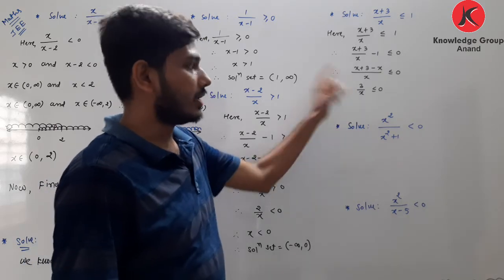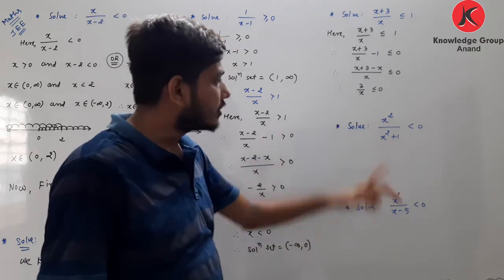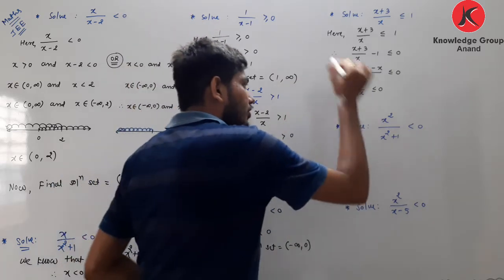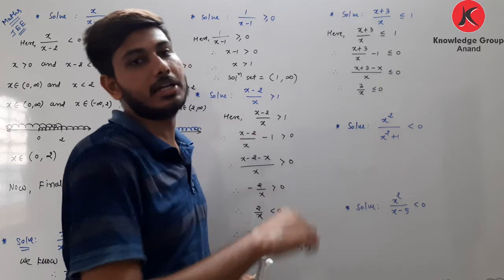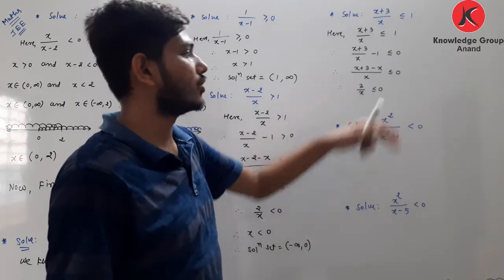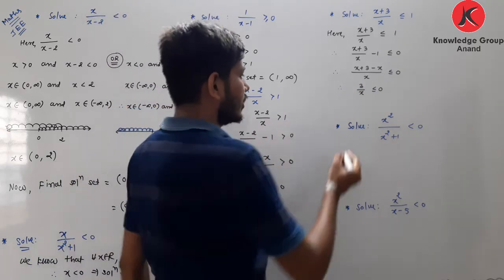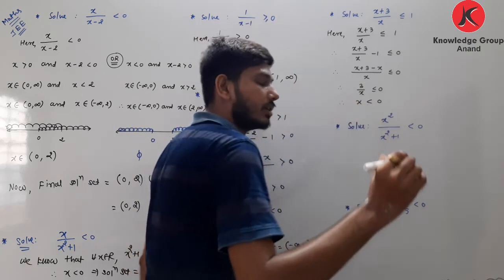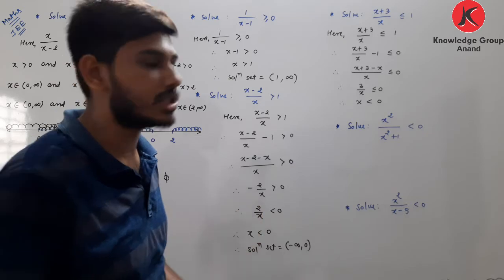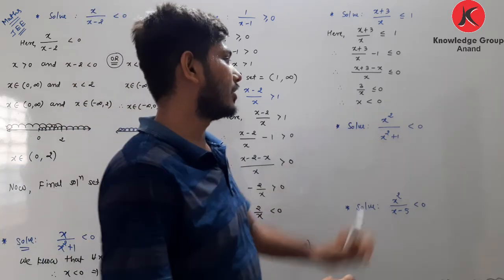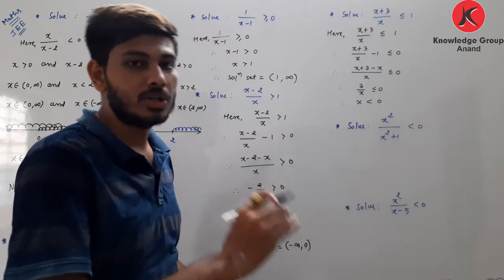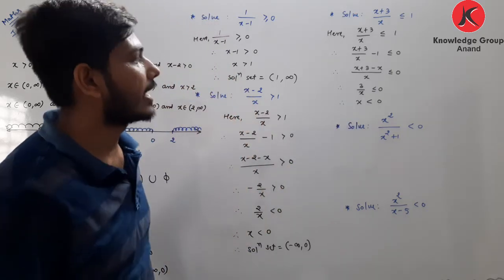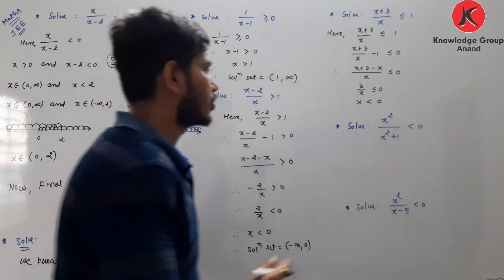See here, 3 is always positive, it is clear. Numerator is always positive in this case. Now, denominator must be negative for getting the ratio negative. Therefore, denominator must be negative, and we know that denominator can't be equals to 0 here. Therefore, we can write only x less than 0, not x less than or equals to 0. Okay. Therefore, x less than 0 is our solution.